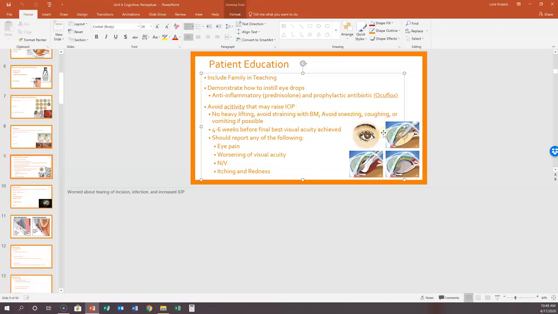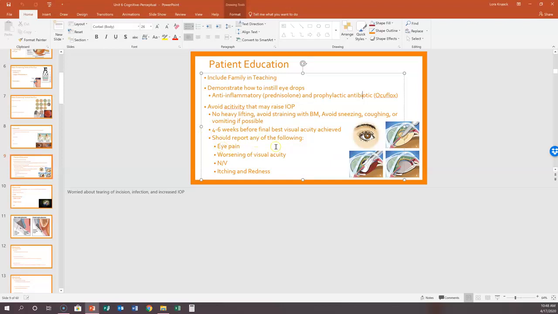We don't want any tension on these suture lines or anything. So no heavy lifting, avoid straining with bowel movement, no sneezing, coughing, or vomiting if possible. And this is usually for a few weeks, 4 to 6 weeks before the best visual acuity can be achieved. Sometimes we'll have people even sleep with eye protection on so that they don't rub their eyes while they're sleeping.